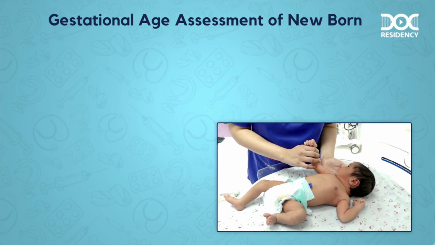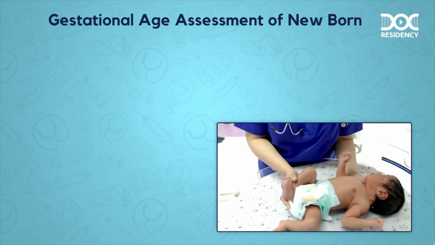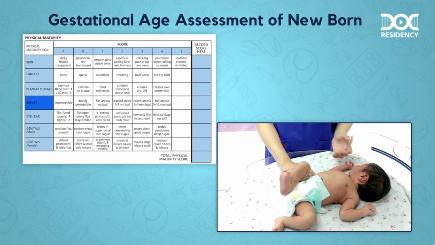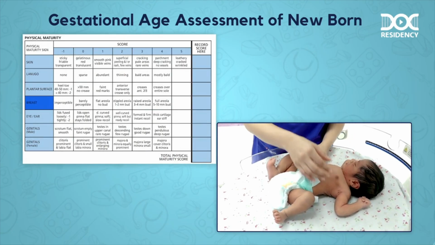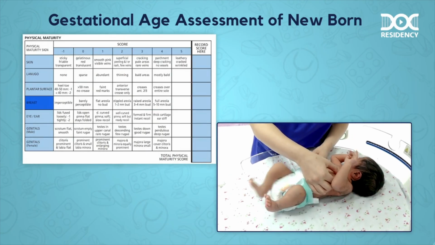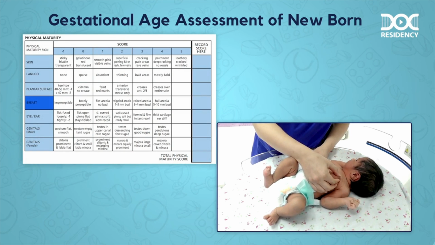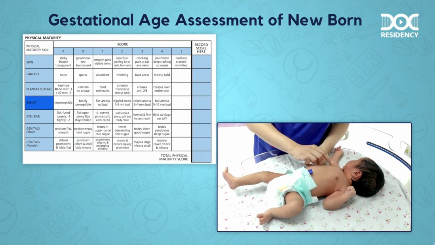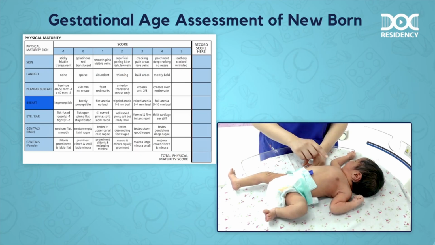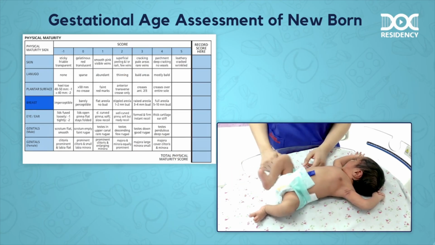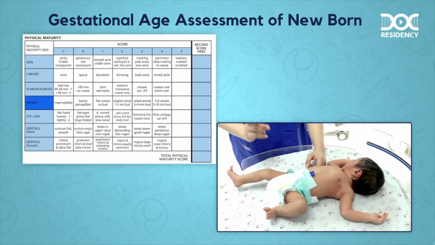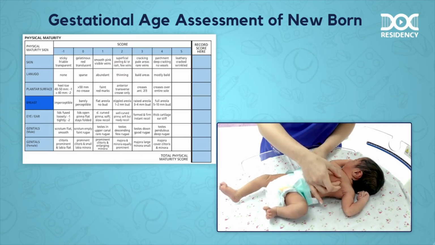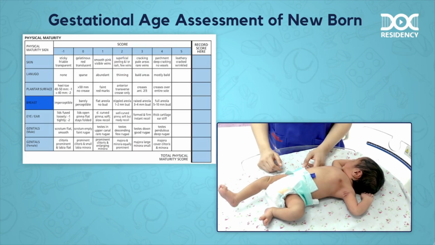The next parameter in physical assessment is the assessment of the breast bud. The breast bud is generally assessed based on 2 parameters. One is the width of the breast nodule when we palpate the nodule with our 2 fingers, and the second is the presence of areolar stippling. So, you will be able to see fine stippling that is present over the areola. So, these 2 parameters are assessed: the width of the breast nodule when palpated between the fingers and the presence of areolar stippling.